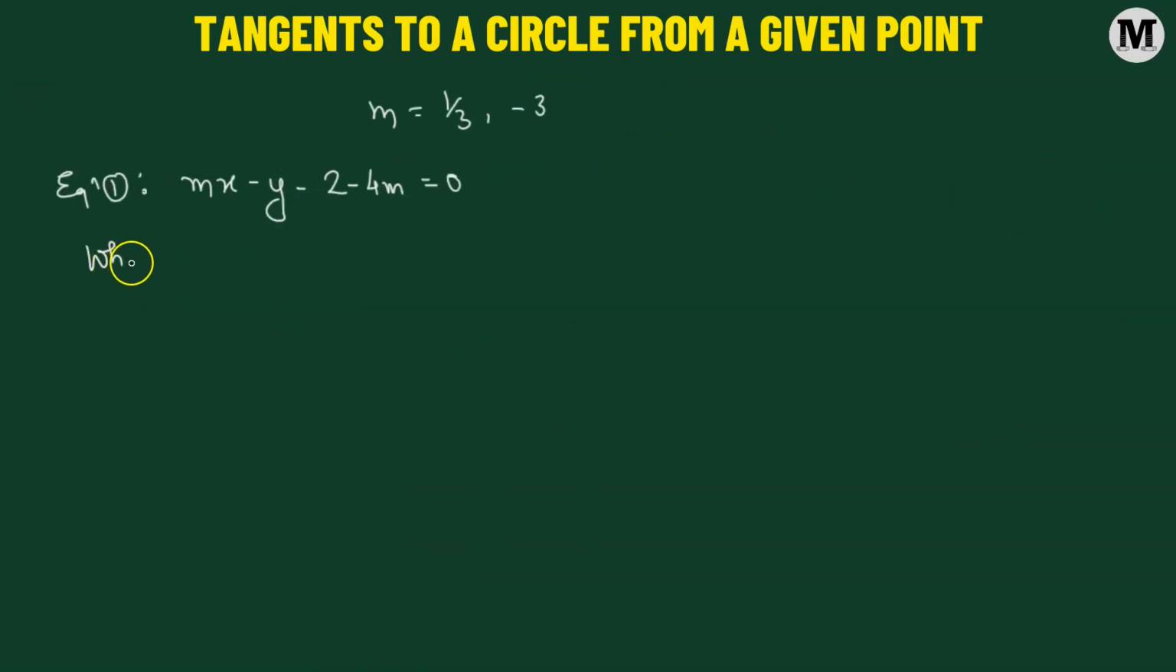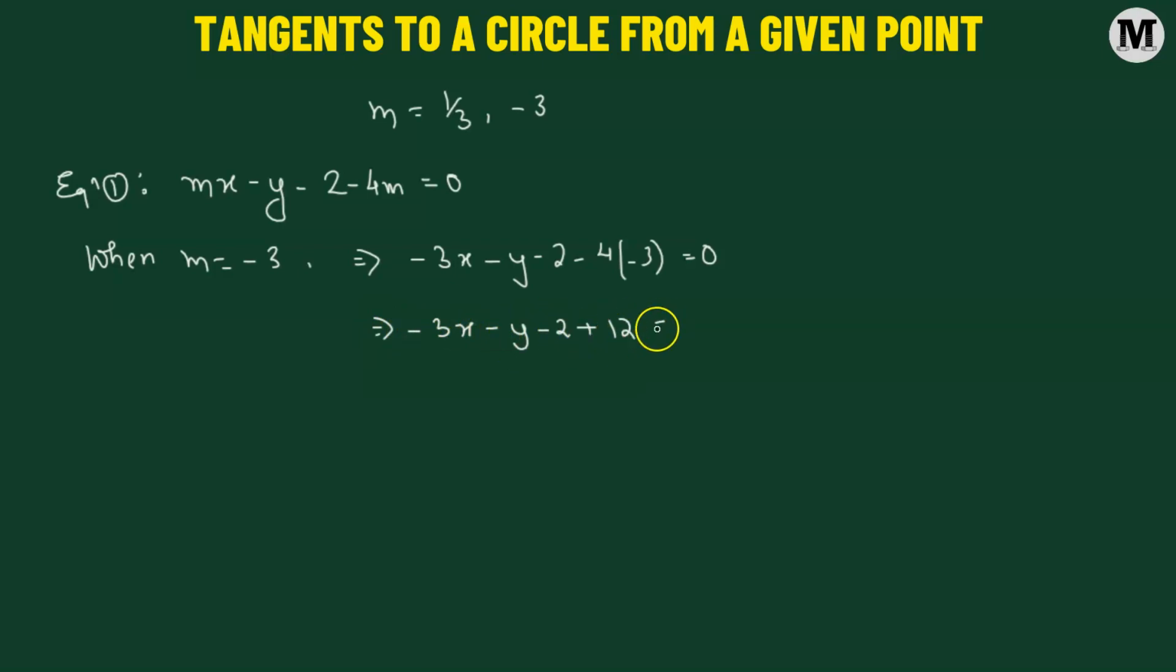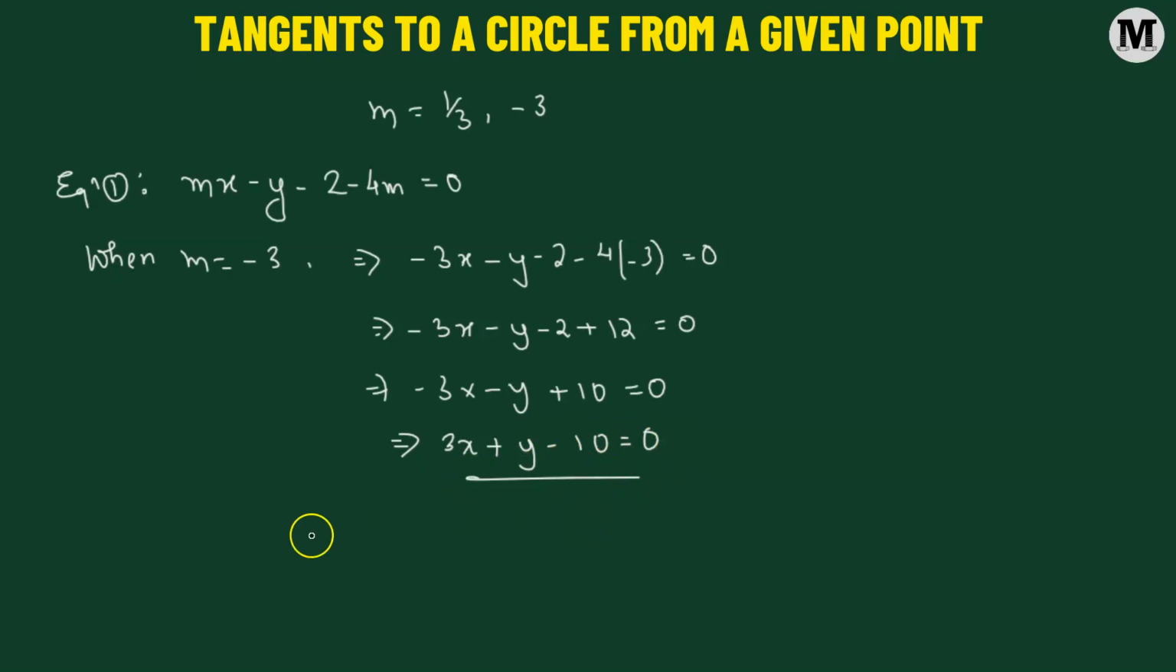Let's begin by considering m = -3. We get -3x - y - 2 - 4(-3) = 0. That gives us -3x - y - 2 + 12 = 0, which is -3x - y + 10 = 0. Multiplying throughout by -1, we get 3x + y - 10 = 0. This is going to be the equation of one of the tangent lines.